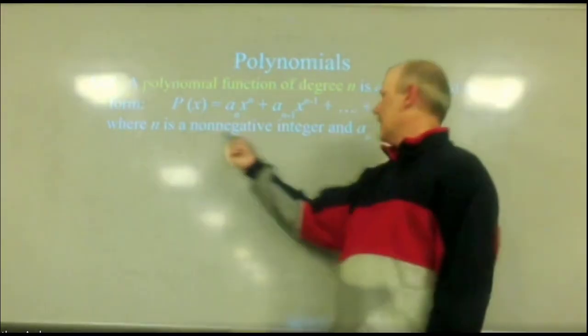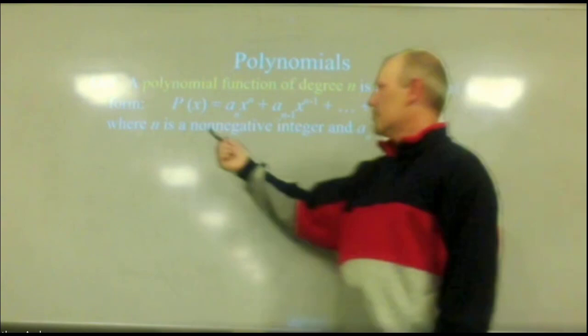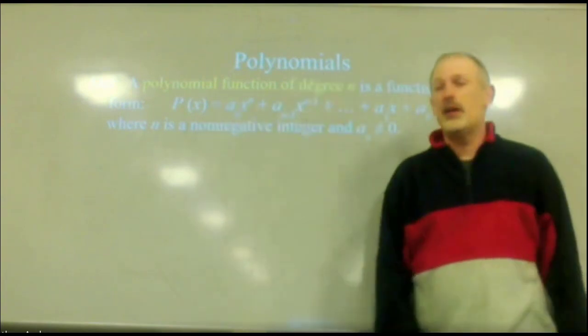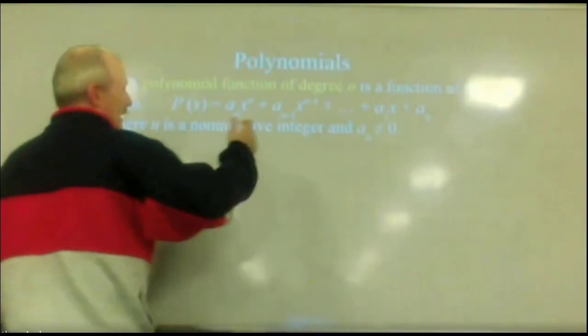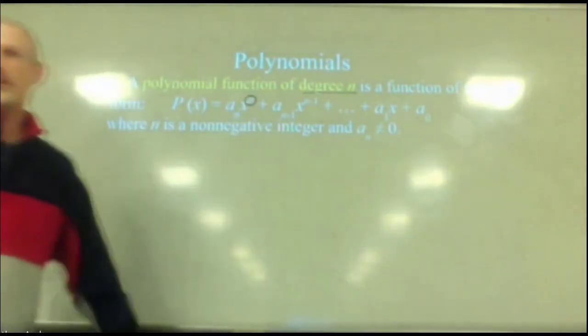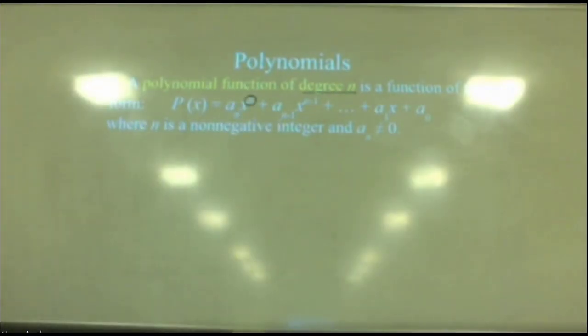First of all, n has to be a non-negative integer, and a sub n can't be 0. So in other words, this term has to be here. The rest of the terms may or may not be there. But here's the idea. The degree, n, is simply the highest exponent that you see in the function. Okay? So if we saw some of those, like on the last one where it was x to the 7th, 7 would be the degree. Or when it was x to the 4th, 4 would be the degree. Whatever the highest power is, that's the degree of the polynomial.